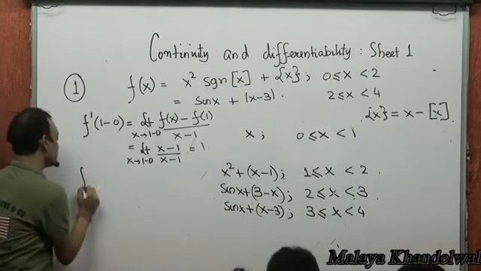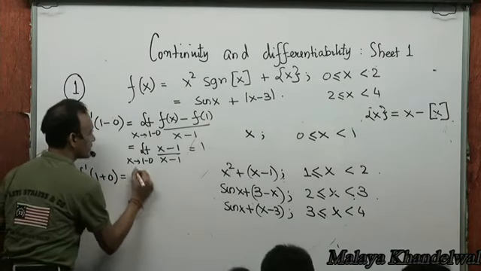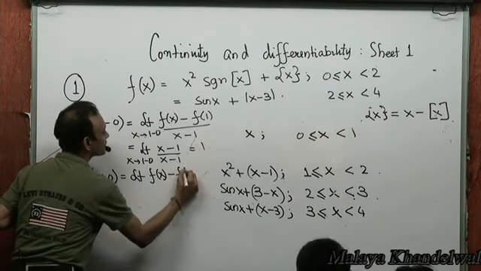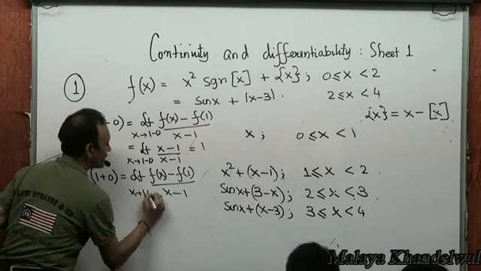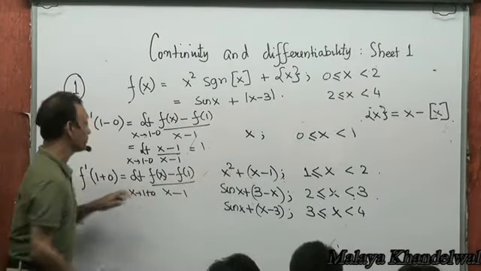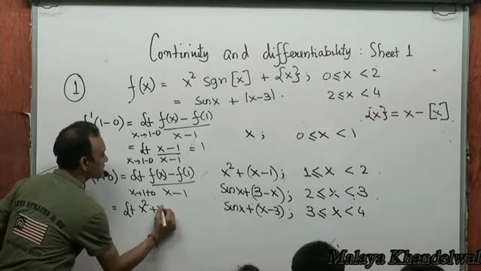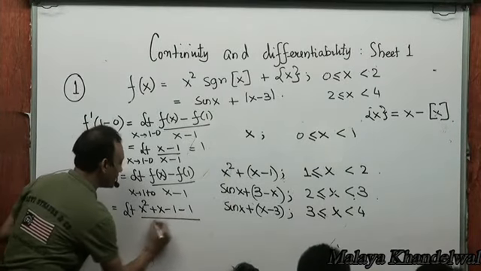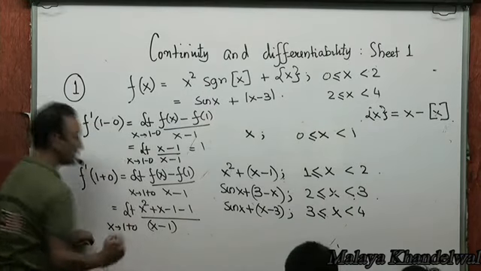The right hand derivative at x equal to 1 is limit (f(x) minus f(1)) by (x minus 1), x tends to 1 from the greater than 1 side. When x is slightly greater than 1, then this becomes the description. So f(x) becomes x squared plus x minus 1. f(1) is 1, as you can see, minus 1, by x minus 1 as x tends to 1 from the greater than 1 side. Clear?